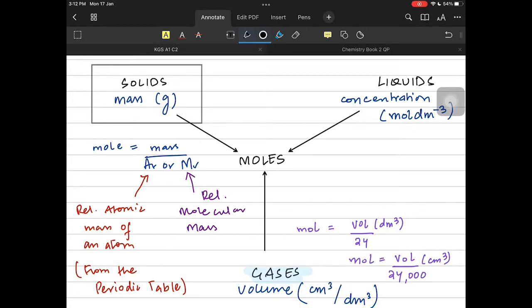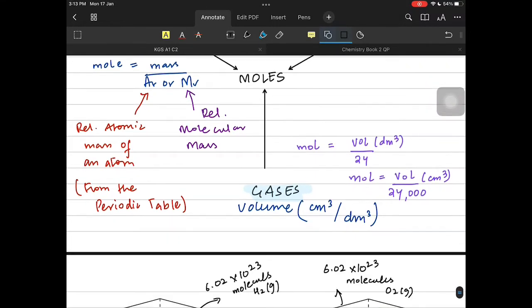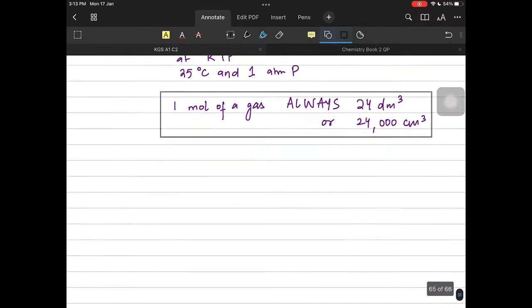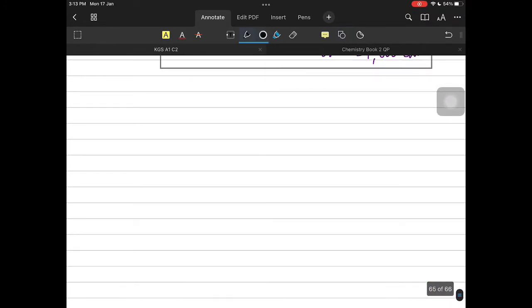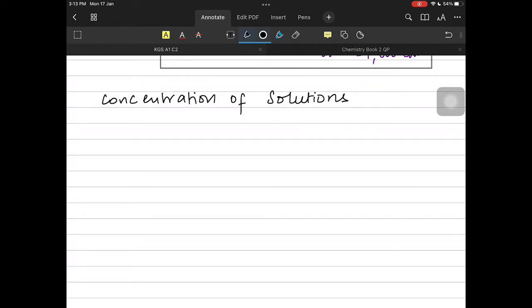For gases we measure the volume, which is either decimeter cube or centimeter cube, and we either divide it by 24 or 24,000 to find out the moles. In today's video, we're going to be talking about liquids. Liquids are measured in concentration. So today we're going to see what concentration is. So today's video is going to be about concentrations of solutions.